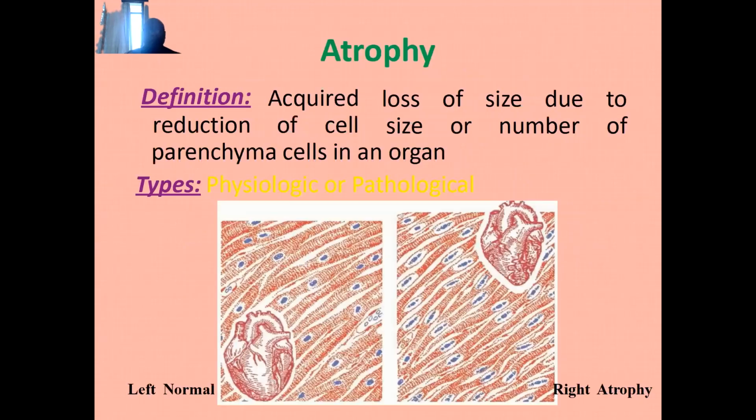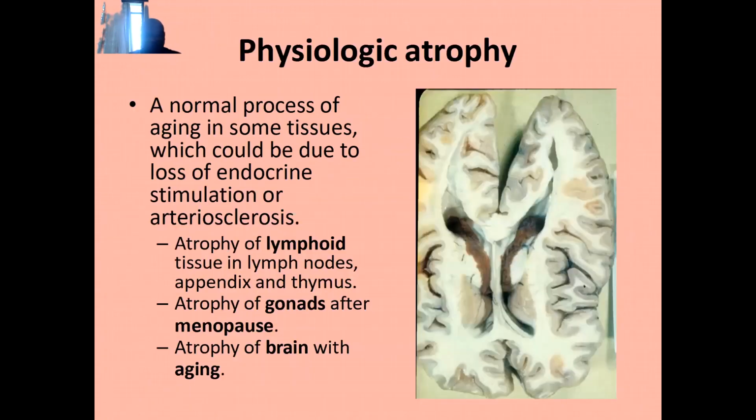Now, let us look at atrophy. Atrophy is an acquired loss of size due to reduction of cell size or number of parenchymal cells in an organ, and it can be physiological or pathological. For example, this is an example of atrophy. The left one is the normal heart, and the other one is the atrophic heart. That means the cells become small.